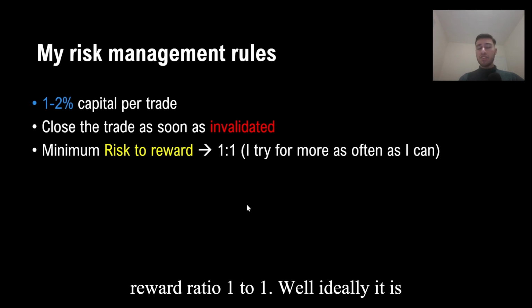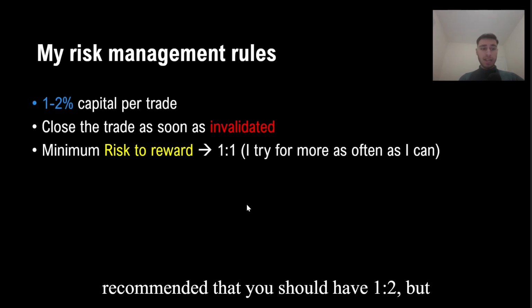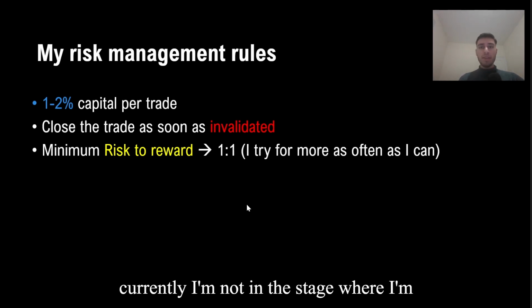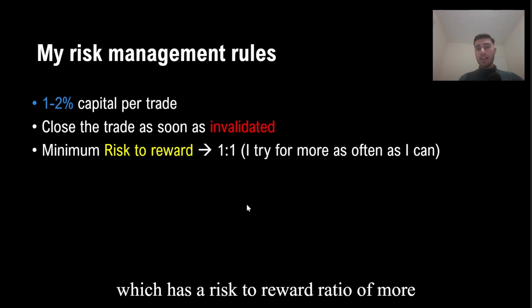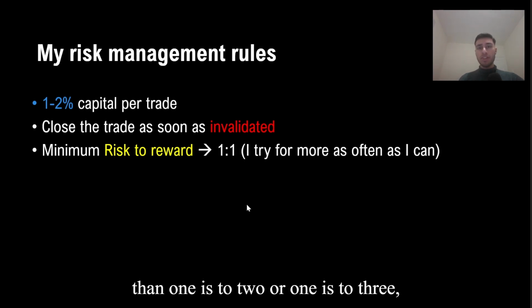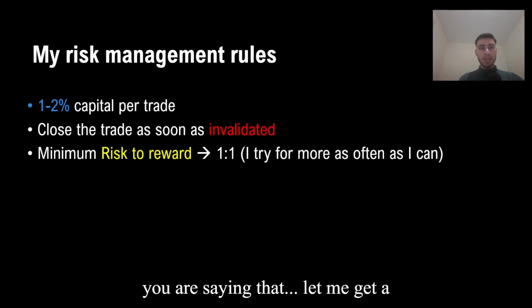Ideally, it is recommended that you should have 1:2, but currently I'm not at the stage where I'm easily able to find 1:2 trades or 1:3, 1:4. The thing is, when you try to make a trade which has a risk to reward ratio of more than 1:2 or 1:3, you are saying that, let me get a pen.